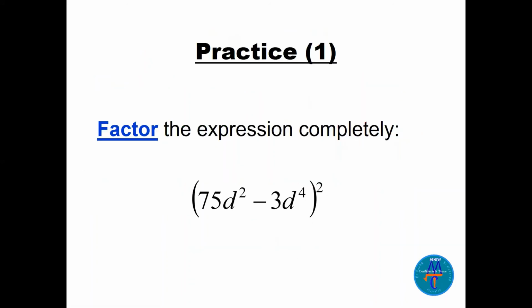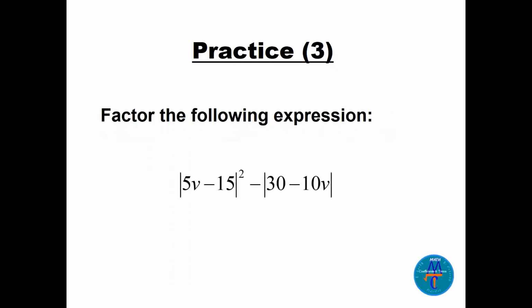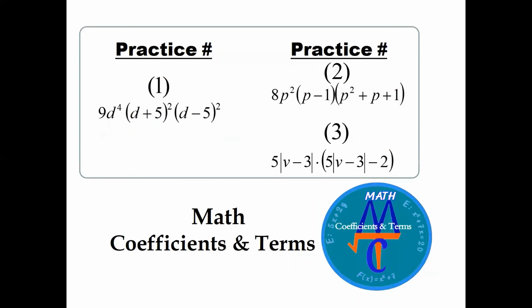Now, I will leave this for you. Practice number 1, very similar to the questions we did here. Factor the expression completely. And then practice number 2, also factor the expression completely. 8p to the power 5 minus 8p squared. And practice number 3, factor the following expression. And then you find the answer here, practice 1, practice 2, practice 3, only the answer.